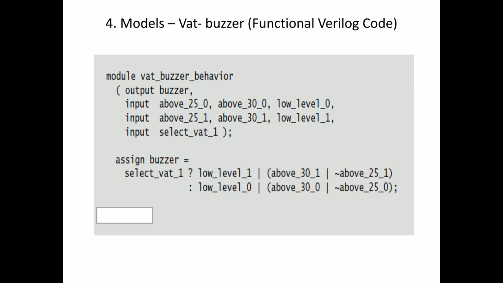Next, end with endmodule. This is somewhat simpler, right? We have saved many lines. We have said gate instantiation, we have said module instantiation.